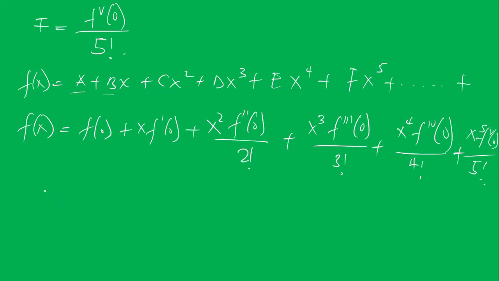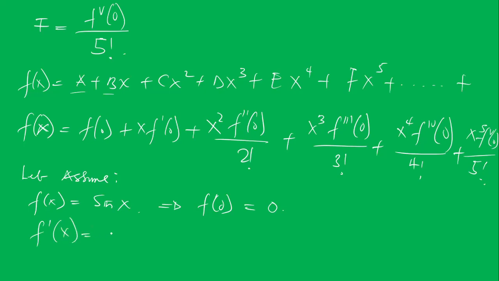Having expressed f of x, a function, to be this, now let's assume f of x is equal to the sine function. Now, if you look, f of 0, sine 0, is equal to 0. Now let's differentiate sine. You have cos x. So when x is equal to 0, cos 0 is equal to 1.